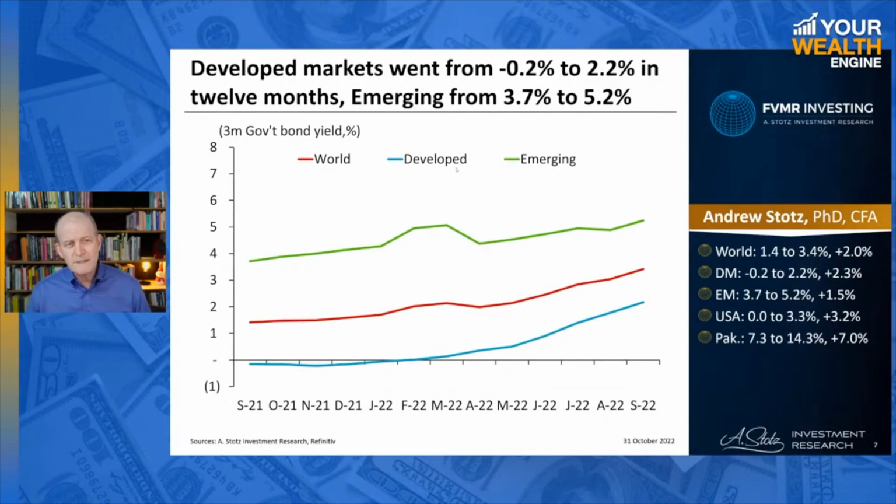So let's look at this in more detail. I can then take the data and break it apart between developed and emerging markets. And what we can see is developed markets went from negative 0.2 to 2.2 in 12 months. And emerging markets were already pretty high at 3.7. They were nowhere near where the developed markets were at 0, basically. And they went up to 5.2. And we can get a picture of that from this chart.